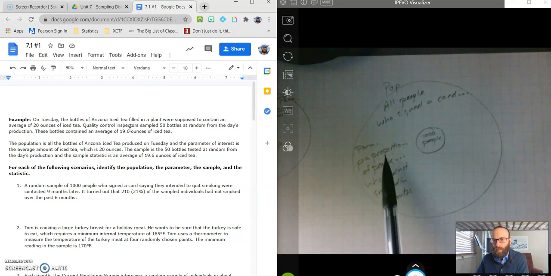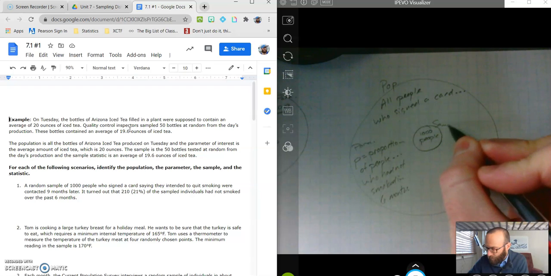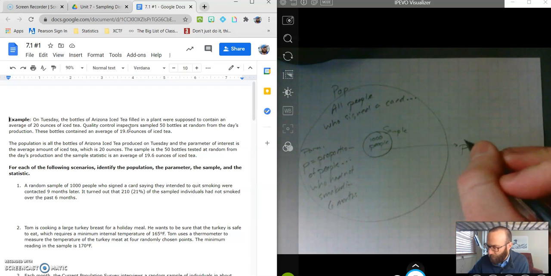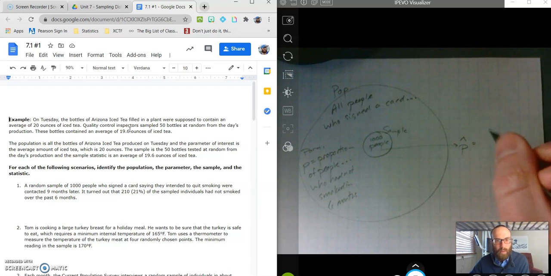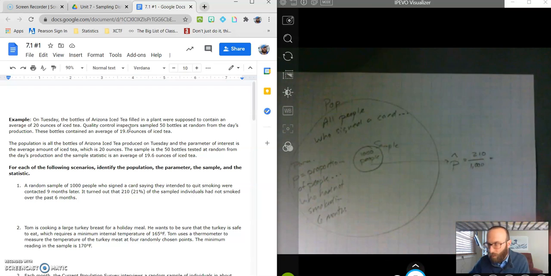It is a proportion. But what I'm going to do is contact these 1,000 people. That's my random sample. And I'm going to find what we've been calling p hat, which in this case is 210 out of 1,000, or 21%, or 0.21.